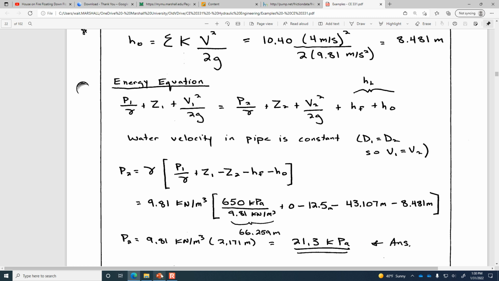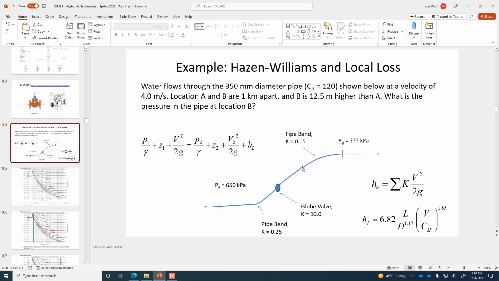And so if we were doing this analysis and needed to make recommendations, then a good recommendation to look at would be, number one, could we switch out this globe valve maybe for a gate valve? Because a gate valve is going to have a much lower K value, and that would improve how much pressure is available at B. And then if that switch from a globe valve to a gate valve didn't do the trick, then we'd probably need to increase the diameter of the pipe. And that would reduce how much head loss there is and make more of it available at location B.